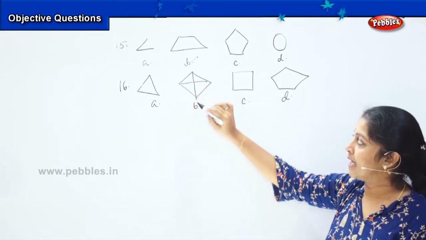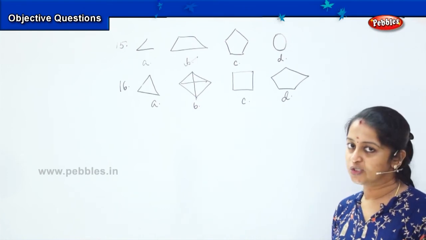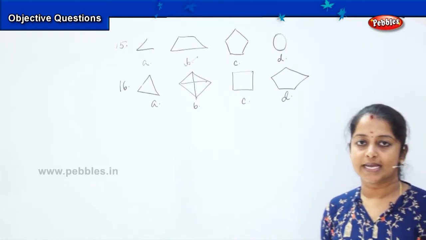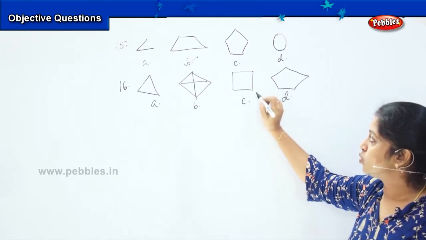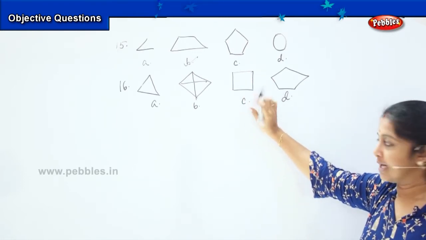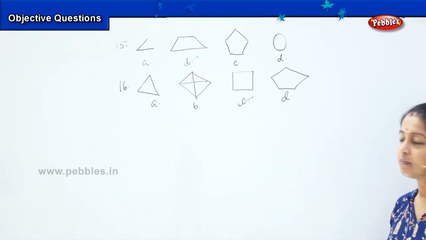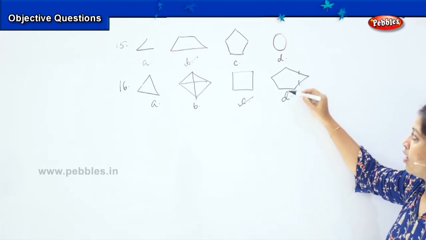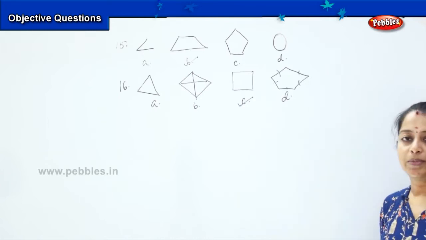Option B is a diamond shape where the sides are not equal, which means that it is not a square, because a square has got all the sides equal. How about option C? 1, 2, 3, 4 and all the sides are equal. So my option C is the right answer. What about option D? This is not a square because there are 5 sides here and all are of different length. So my right answer will be option C.